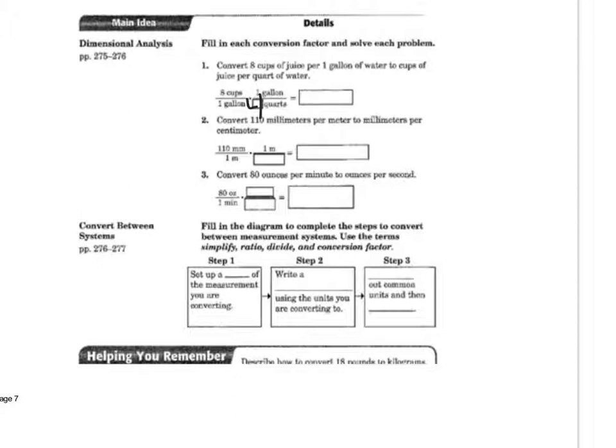Because there are 4 quarts in a gallon. That's the conversion rate. 8 times 1 is 8. 1 times 4 is 4. What's 8 divided by 4? 2. So your answer is 2 cups per quart. Just like that.